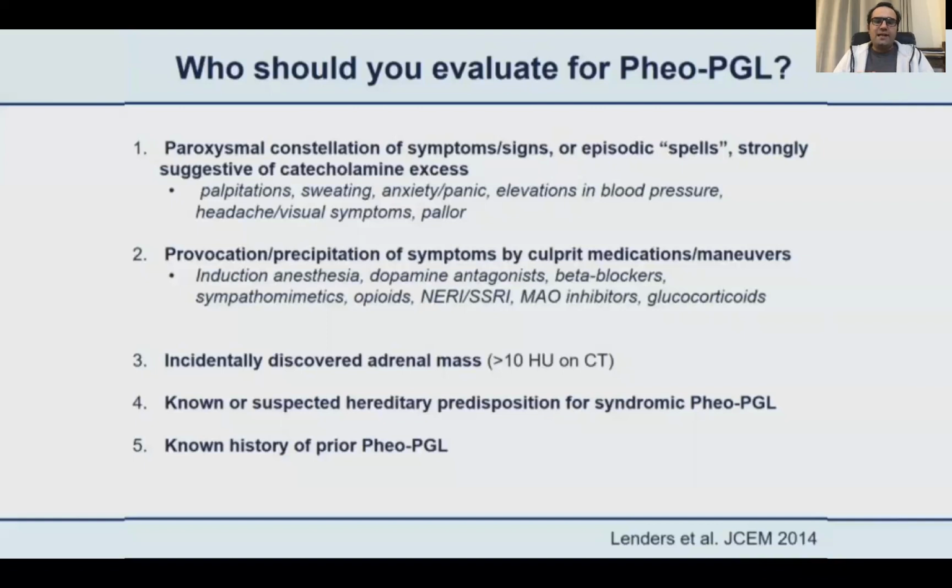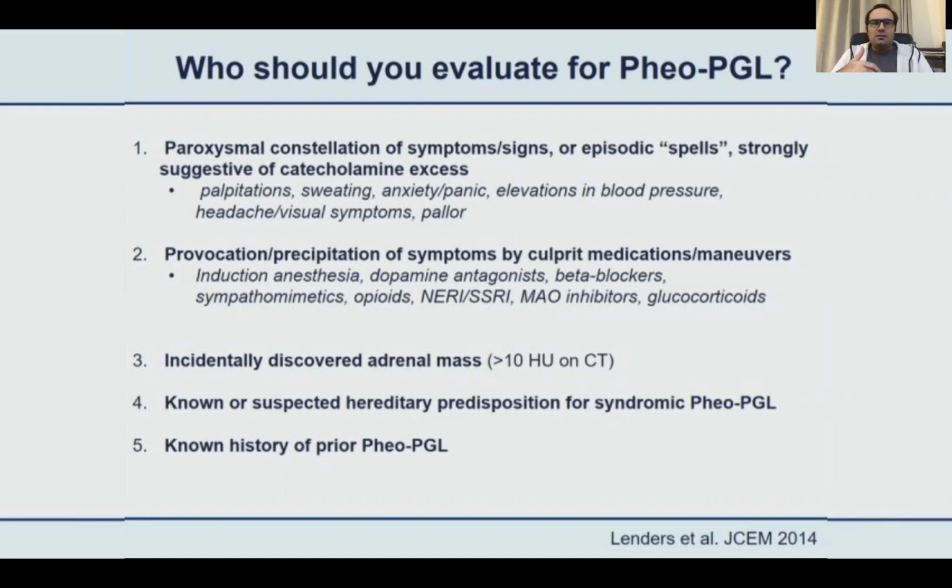Now, this is from the guidelines of the pheo PGL that was published in JCEM. So who should you evaluate for pheo paraganglioma? The first group of patients should be those who have paroxysmal constellation of symptoms or signs or episodic spells strongly suggestive of catecholamine excess. That means the patient may have palpitation, sweating, anxiety, panic attack, elevations in blood pressure, headache, pallor. All these patients should be considered for evaluation of pheo PGL.